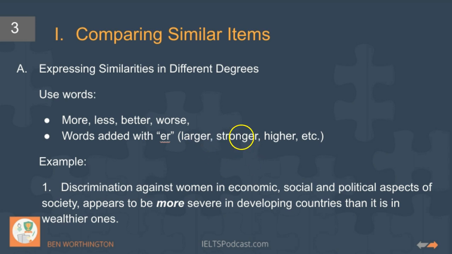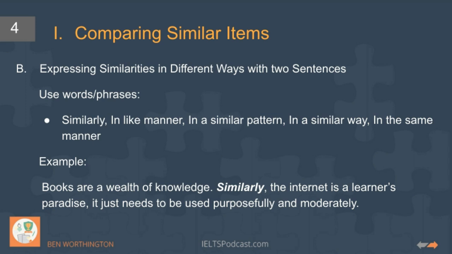So here we've used it, and it's not the most advanced structure, but it is some variety, if we're mixing this in with other sentences. We're also going to use comparisons when we're expressing similarities in different ways with two sentences. So similarly, these are the phrases: similarly, in like manner, in a similar pattern, in a similar way, or in the same manner.